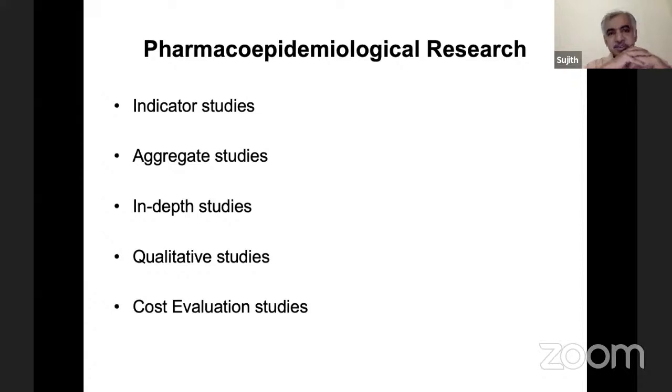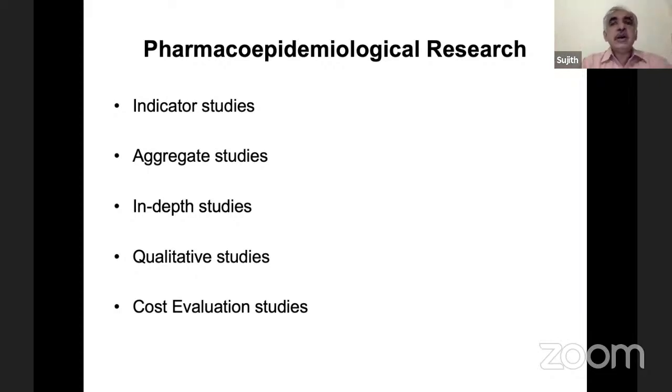Many of you may be into research, but my plea is that when we do research about antibiotic use or resistance, especially about the use part, we need to be sure that it is done in a very relevant manner with a clear objective, appropriate methodology, and of course, the appropriate analysis. So some of the kind of research or studies we need to do as part of the surveillance and monitoring, if you want to put it that way, are indicator studies where we look at particular prescriptions.